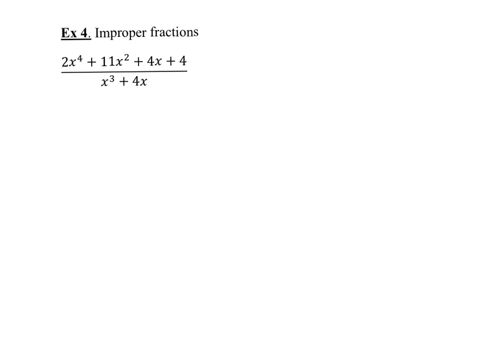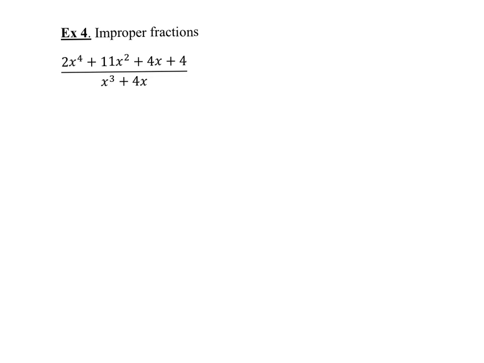Okay, the last example of 7.4 has an improper fraction, which none of the other examples had. The way I can tell this is an improper fraction is the degree of the numerator is higher than the degree of the denominator. Just like if you had a fraction with numbers, 11 over 5, since the numerator is higher than the denominator, it makes it an improper fraction.